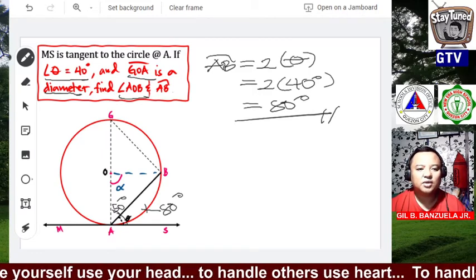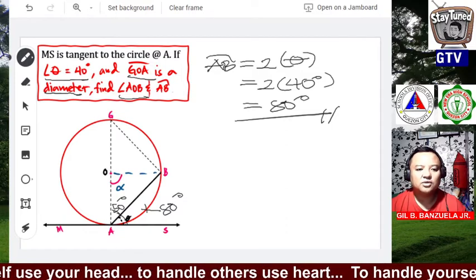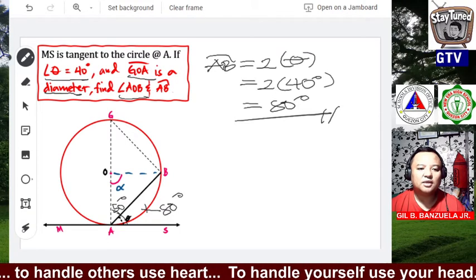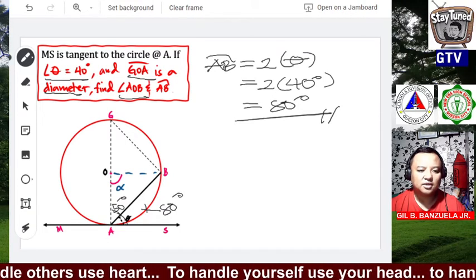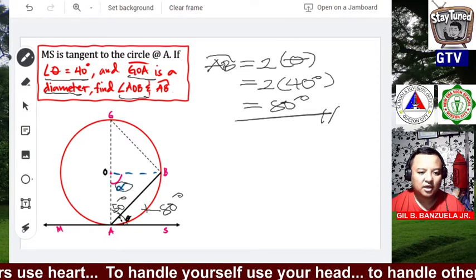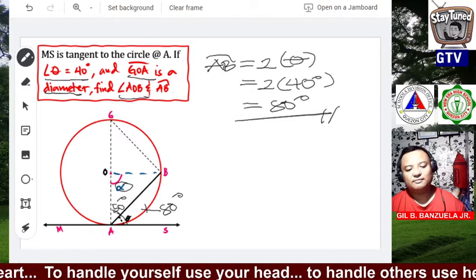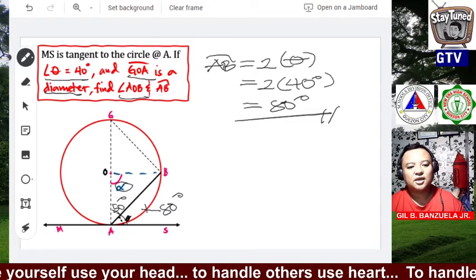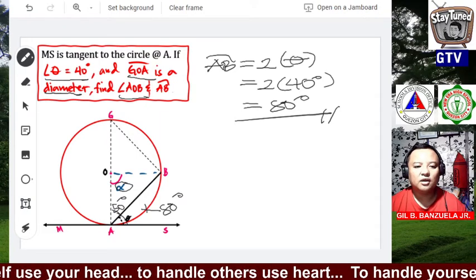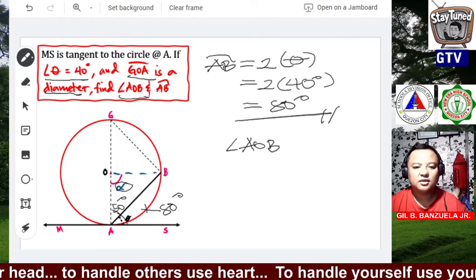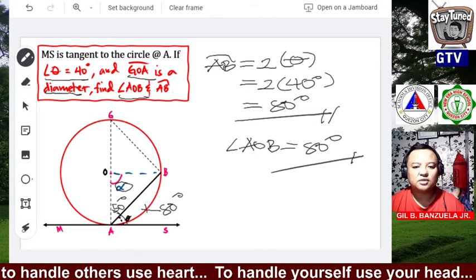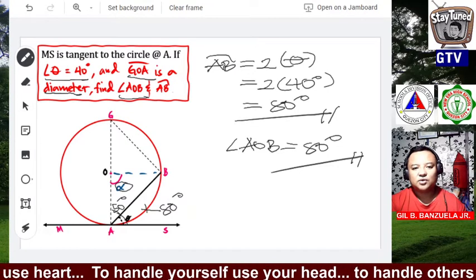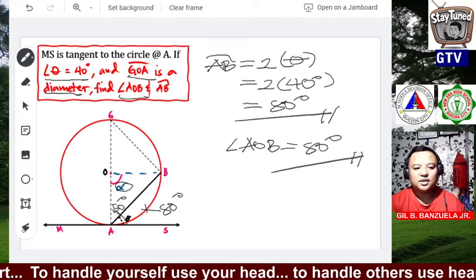The question asks: what is the measure of angle AOB? What kind of angle is angle AOB? It is formed by two radii and its vertex is at the center of the circle. So this is a central angle. According to the definition, whatever the intercepted arc of a central angle is, that is its measure. Therefore, angle AOB is 80 degrees as well. That's how easy it is, guys. I hope we understood that. So let's go to the next exercise.